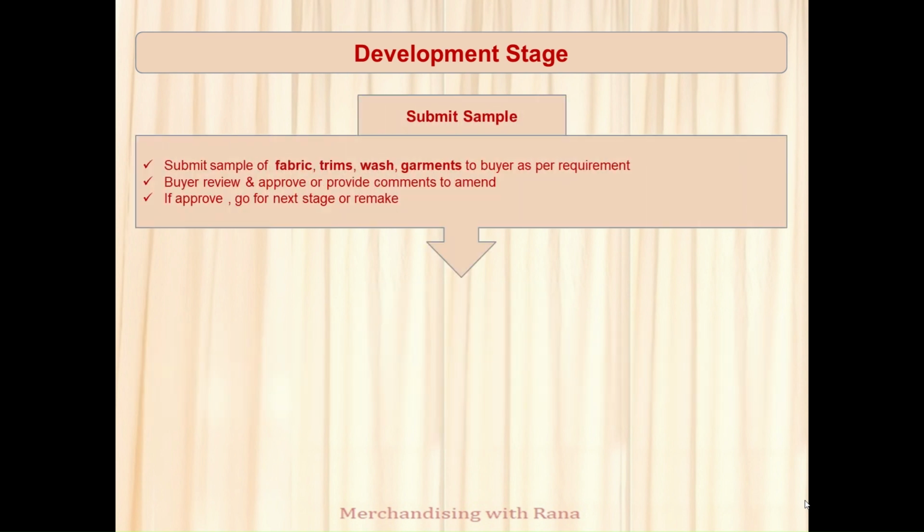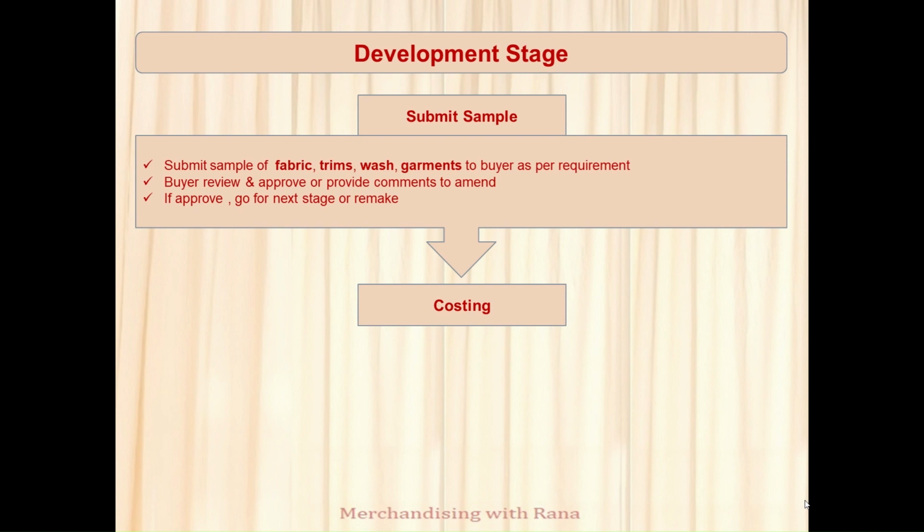If my tech pack is fine and I am agreed with my buyer, then I need to collect the sample material, sample fabric, trims, and follow up with my sample department to get the garment sample. Also, I can follow up with my fabric or trims mill to get the fabric and trims samples. Wash, same process. I have to submit this sample to my buyer to get approval. But unfortunately, if it is not approved, I need to go to the remaking process, or I will go to the next stage, costing.